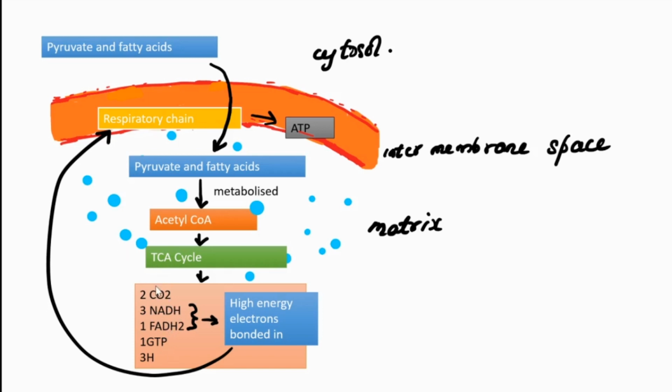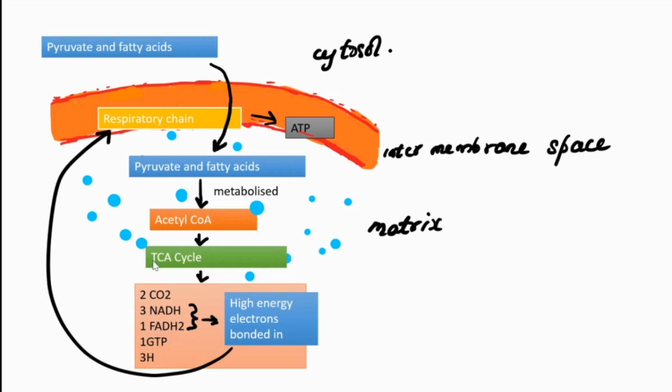What products? 2 carbon dioxide, 3 NADH, 1 FADH2, 1 GTP, 3 hydrogen. And at this time you may think that actually in the TCA cycle 3 carbon dioxide are forming and 4 NADH are forming. Then why is the teacher now telling only about 2 and 3? This means the first molecule of carbon dioxide and the first molecule of NADH. These two are formed outside the mitochondrial matrix during the link reaction. That is not mentioned here.